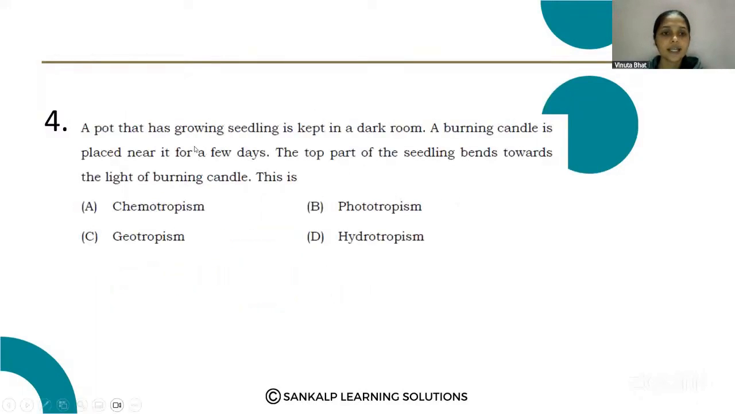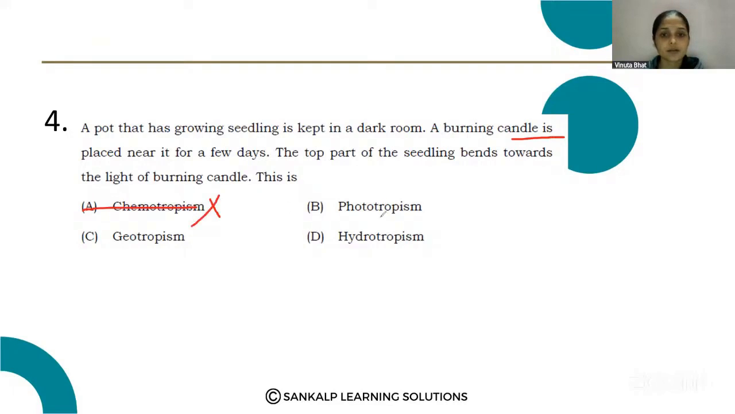A pot that has a growing seedling is kept in the dark room. A burning candle is placed near it for a few days. The top part of the seedling bends towards the light, the burning candle. This is chemotropism, phototropism, geotropism, or hydrotropism? So here in the dark room, the seedling is bending towards the light, right?